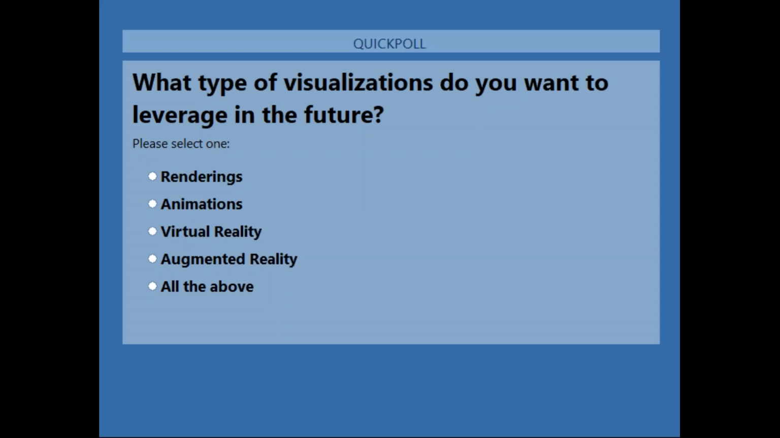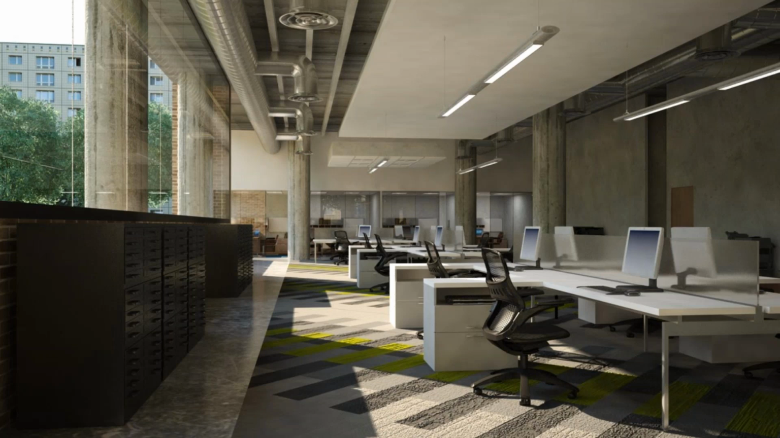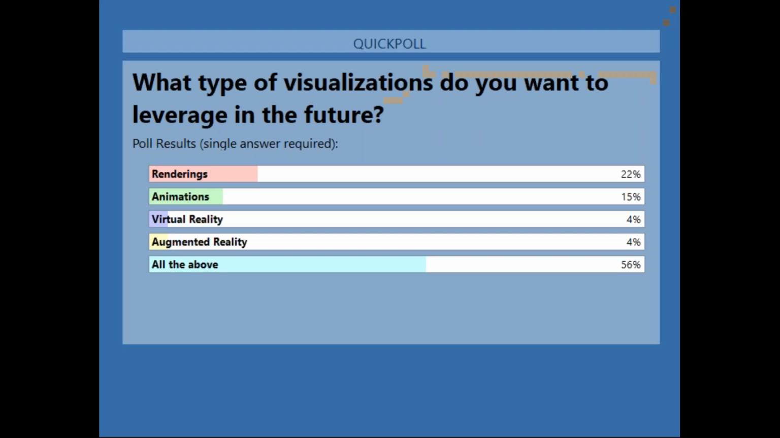And here we go. I'm going to close that out. Thank you for your participation, and we'll share that with you. We see that a lot of people want all the above. They want everything: augmented, virtual, animations, renderings, and then the other category is rendering there. So, Z, back to you.